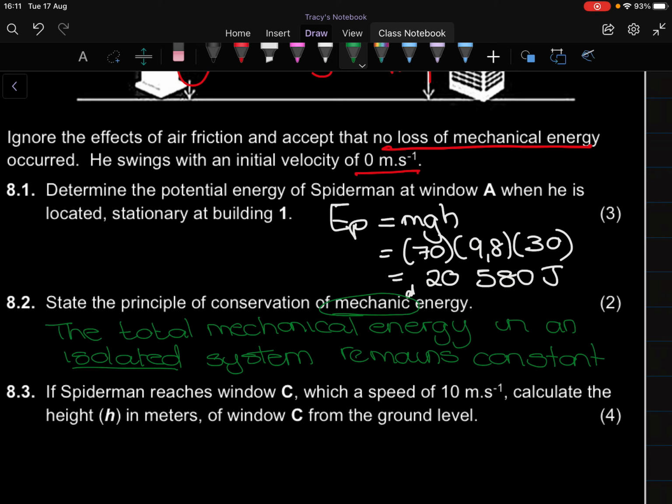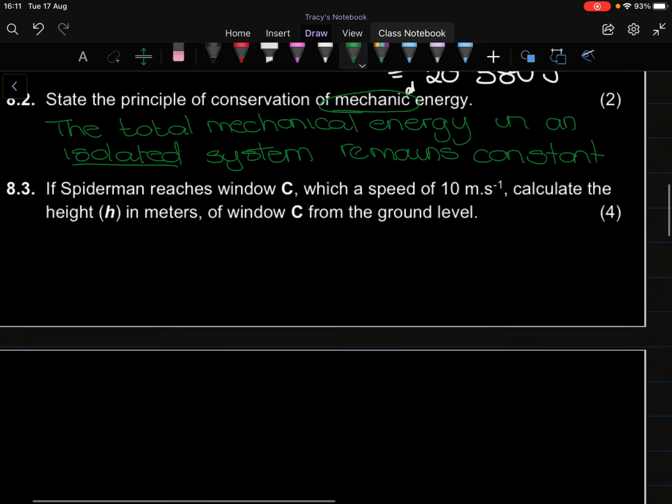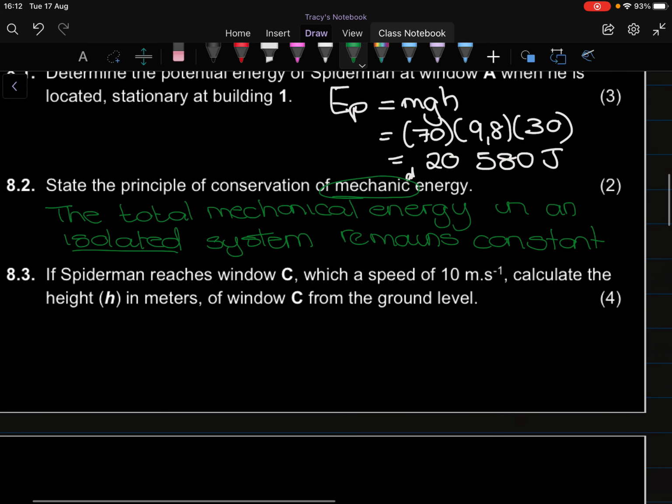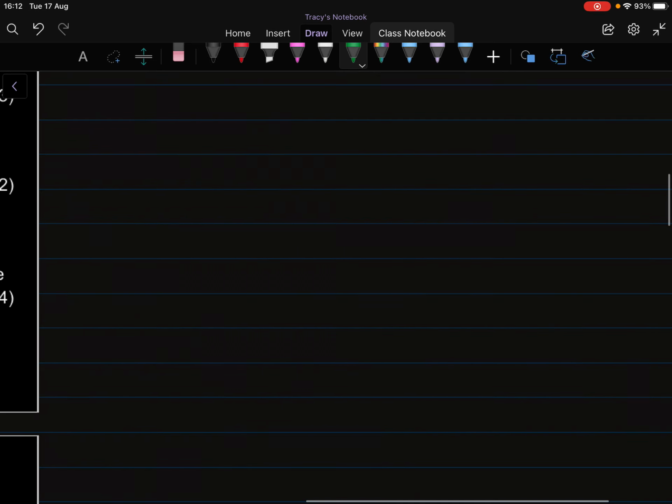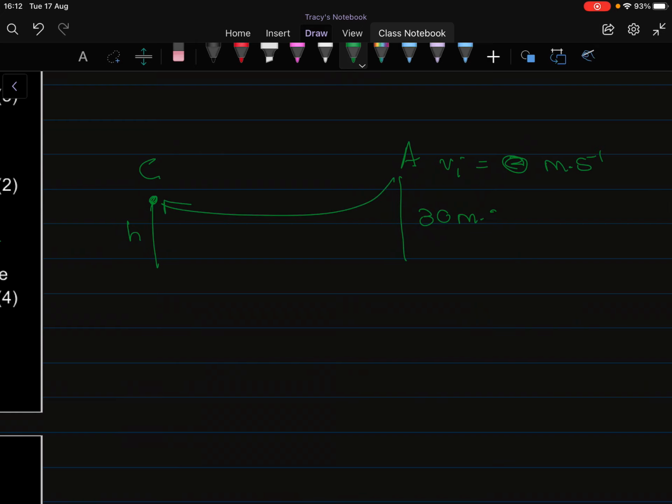Now they ask you, if Spider-Man reaches window C with a speed of 10, calculate the height h in meters of window C from the ground. Again, I don't think I left myself enough space, so I'm going to draw a diagram. So we have h, that's the height we're going to, that's at C. He started at A, which was 30 meters above the ground, and initial velocity was 0 meters per second, and he swings. We have no energy being lost to anything, okay?